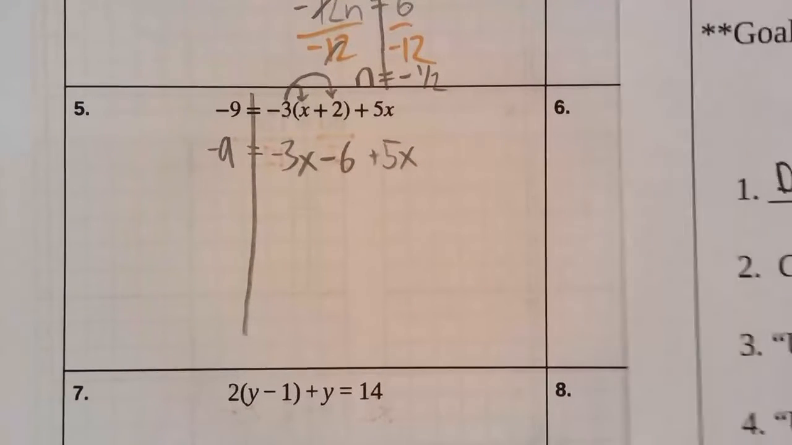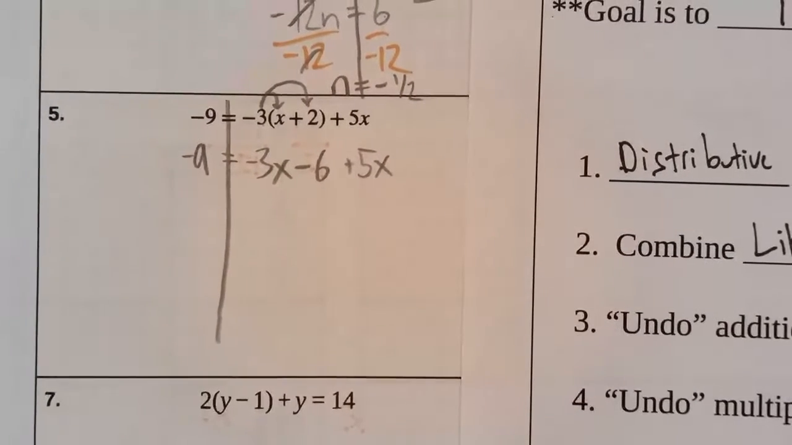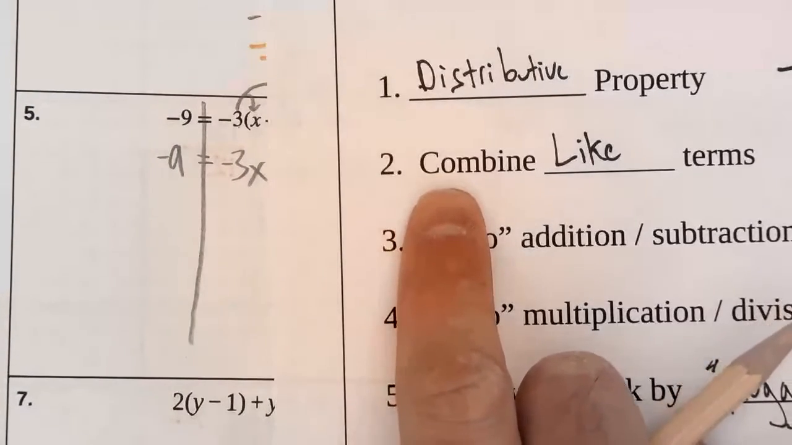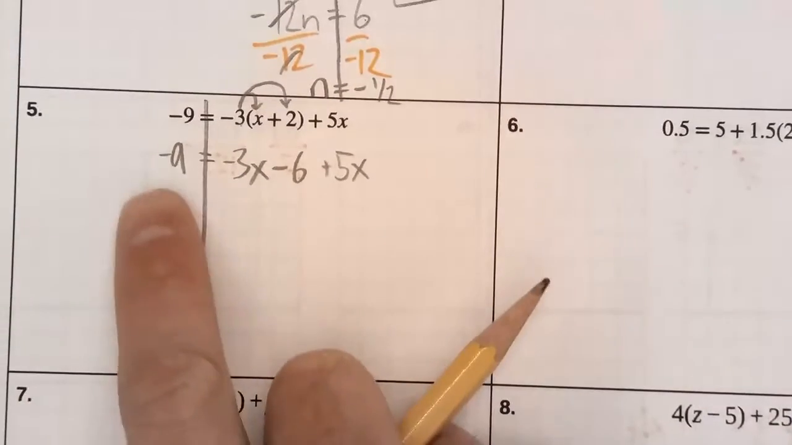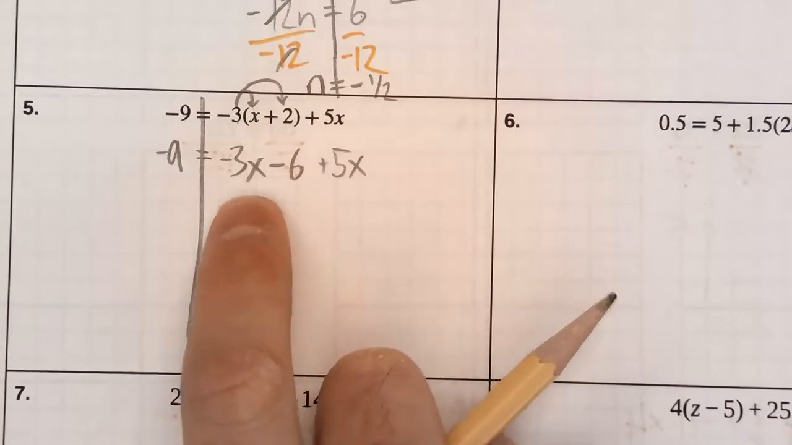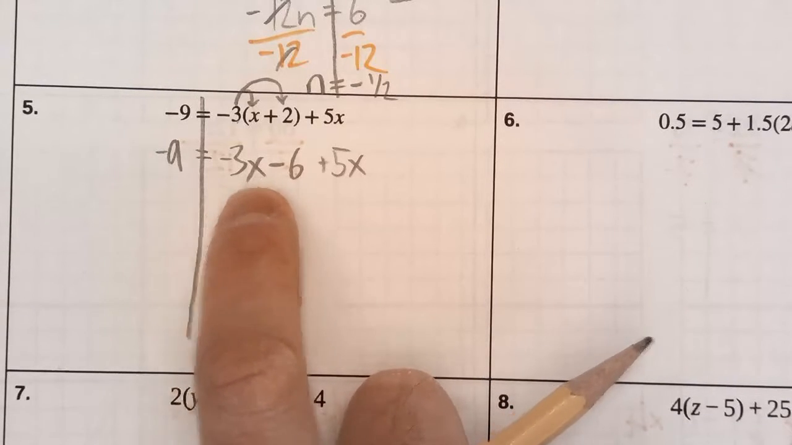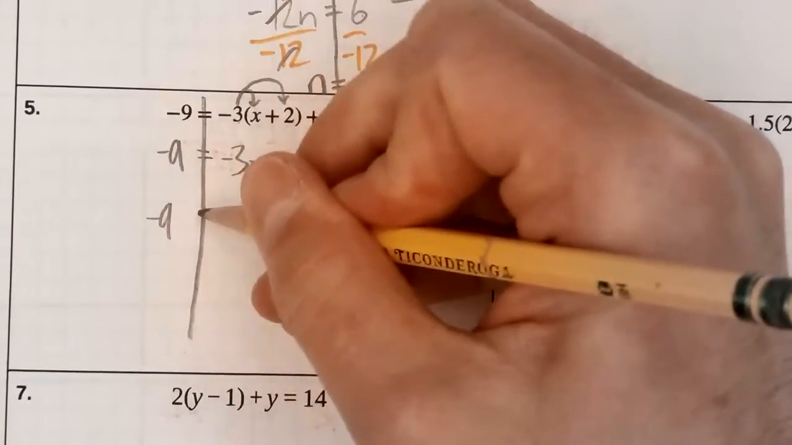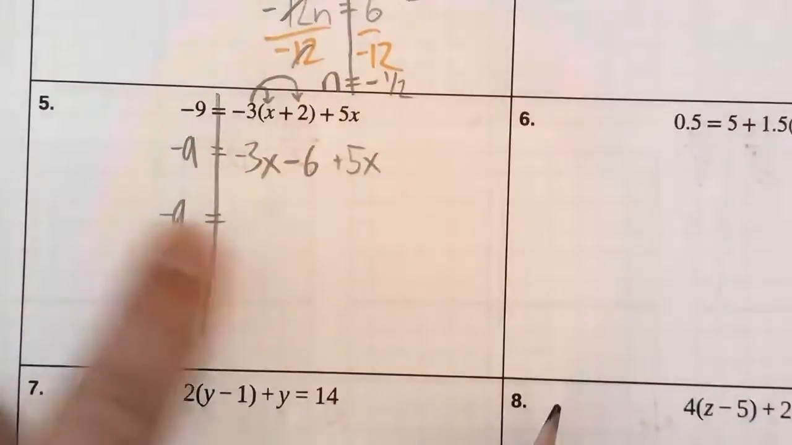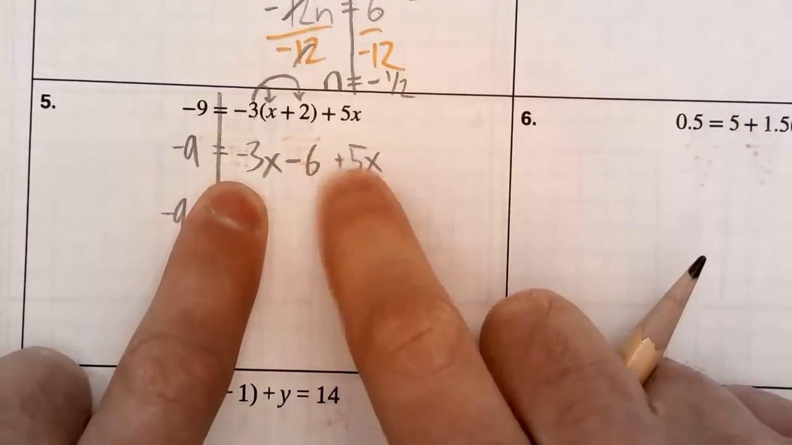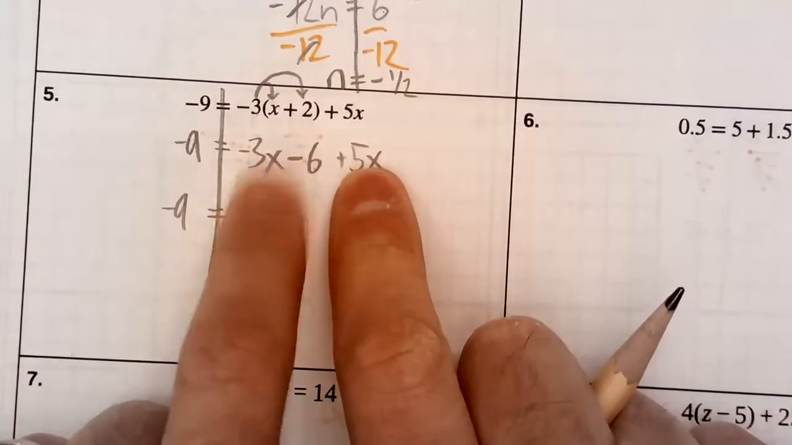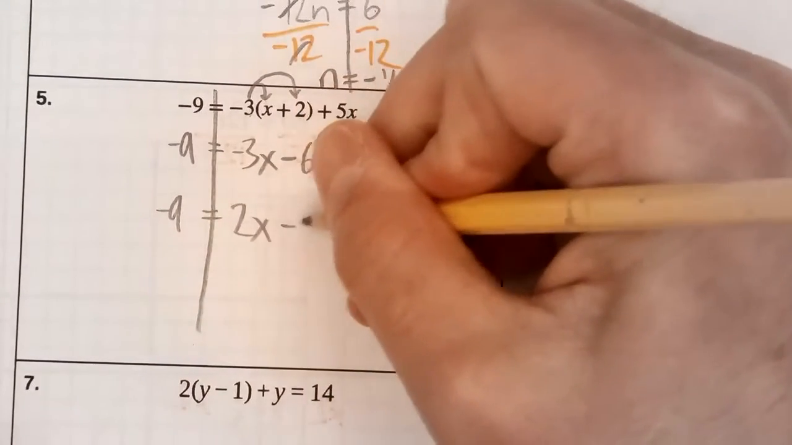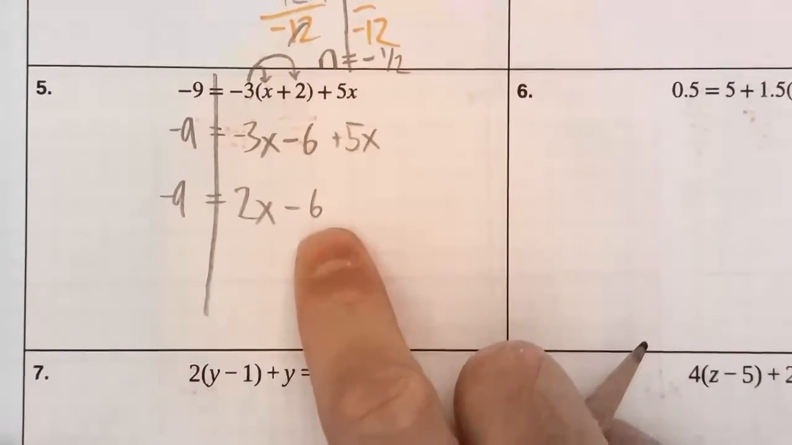Now I have to check, are there any like terms to combine? And I can see that on the right side of my equation, there's a variable term there, and there's a variable term there. I need to add those together. So negative 3x plus 5x's. Negative 3x plus 5x is positive 2x. And then minus 6, I can't lose it. It has to stay there. I'm just going to carry it down.